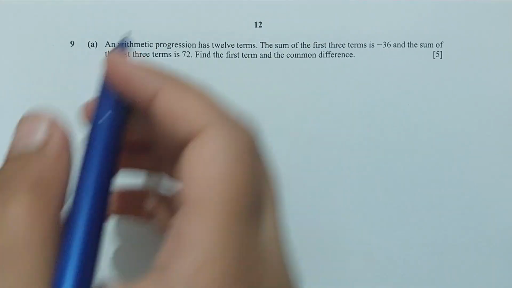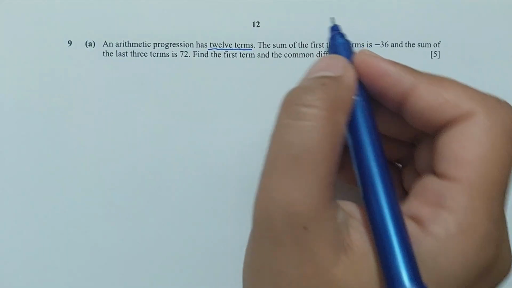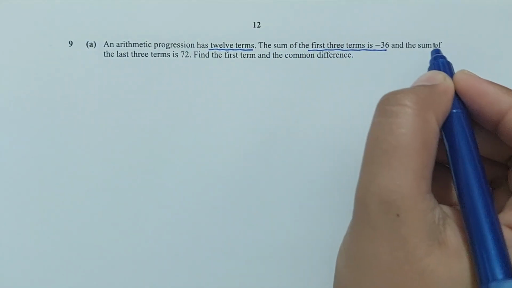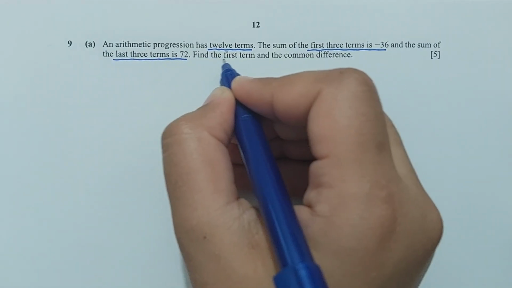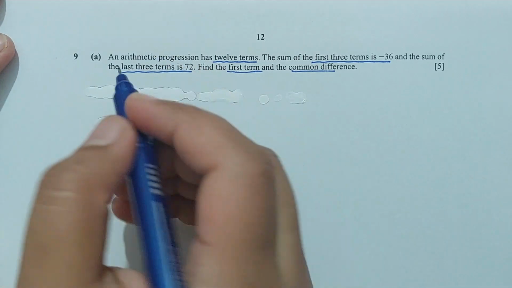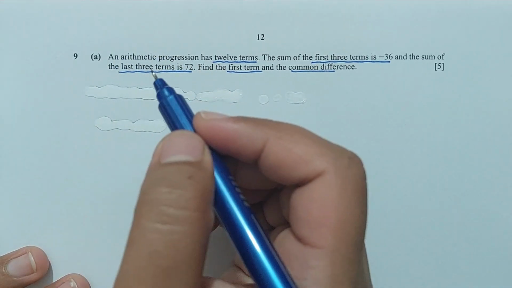Question number 9, part A. An arithmetic progression has 12 terms. The sum of the first 3 terms is negative 36 and the sum of the last 3 terms is 72. Find the first term and the common difference. Okay, so the arithmetic progression has 12 terms.